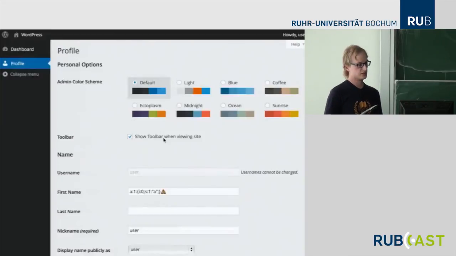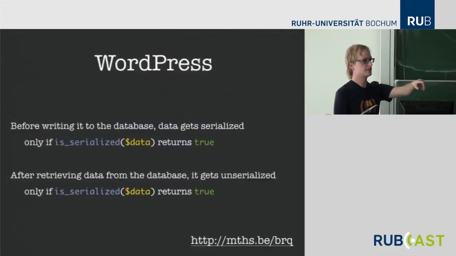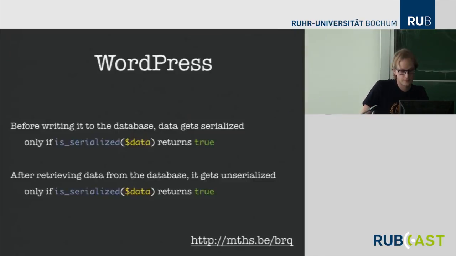So in practice, you could do something like this. Oh, sorry, there was a question? Shouldn't the first true actually be a false? Because it doesn't make sense to serialize data if isSerialized returns true already. Oh, yeah, you're absolutely right. Well, but you get the idea, right? Yeah, good point.